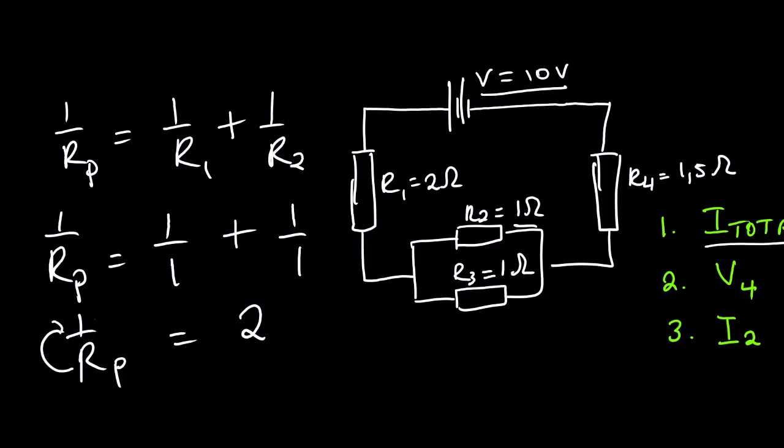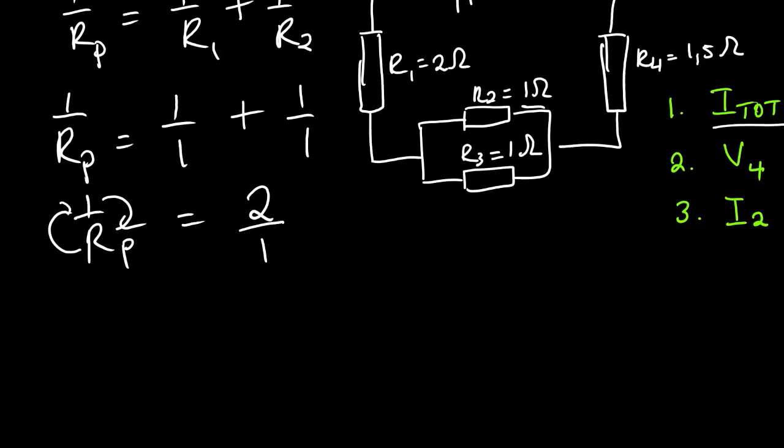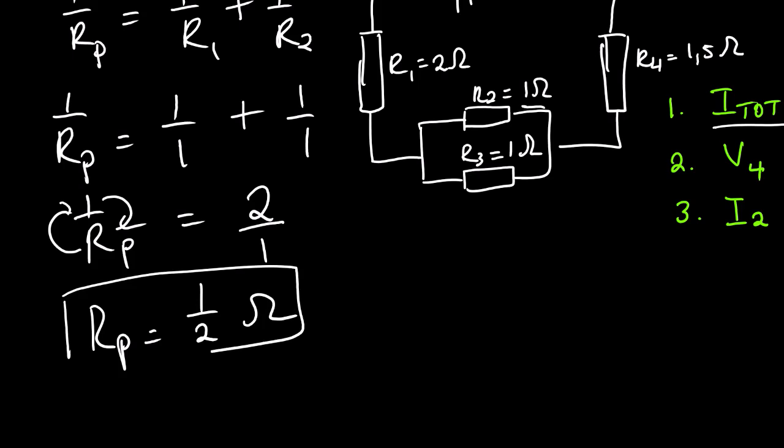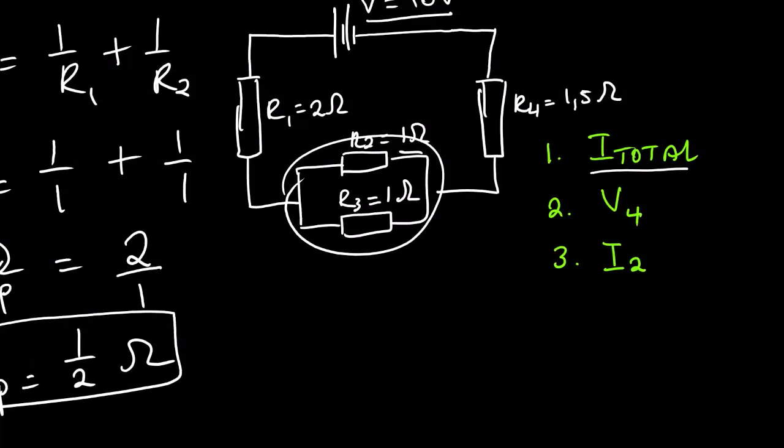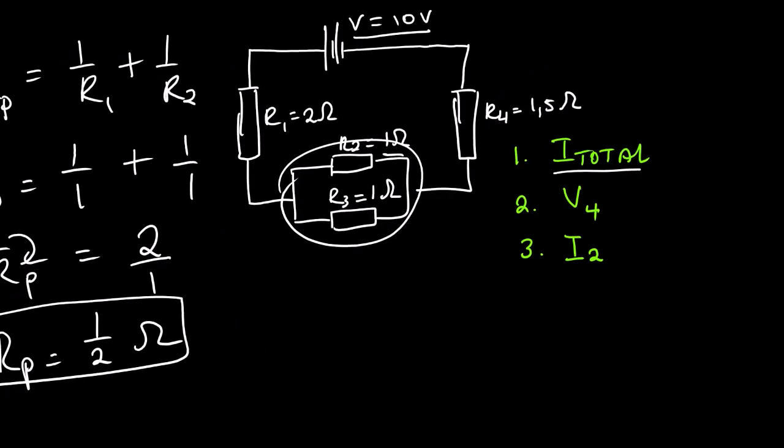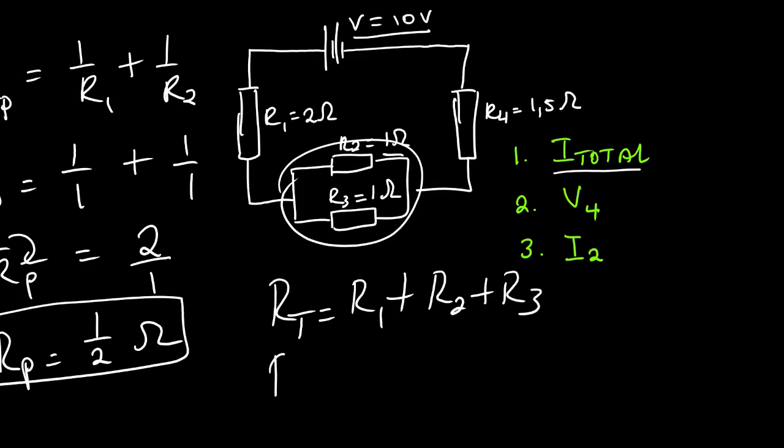Then when we flip, remember any whole number is over 1, so we are going to have Rp is equals to 1 over 2 ohms. So this is 1 over 2. Then we can go ahead and calculate the total resistance, which is R1 plus R2 plus R3.